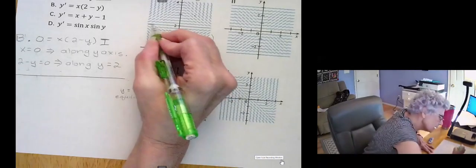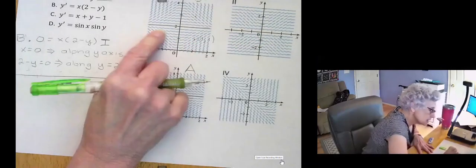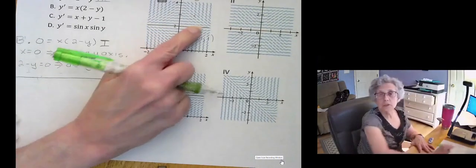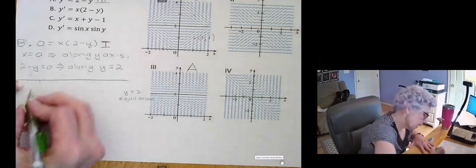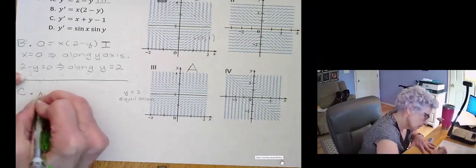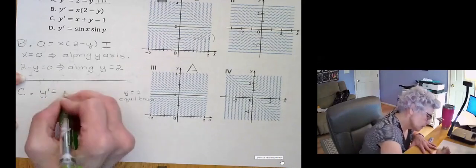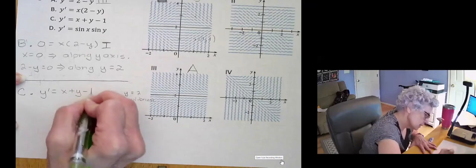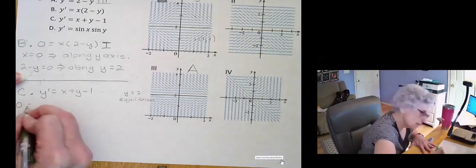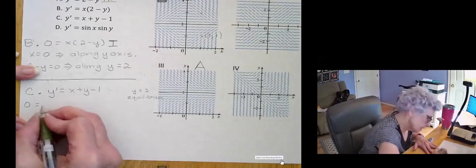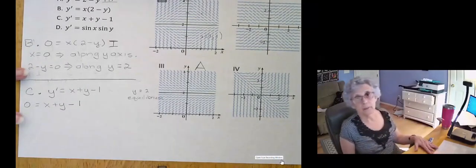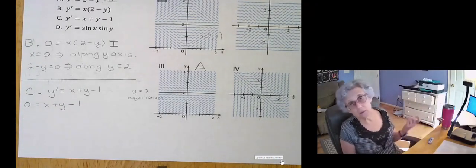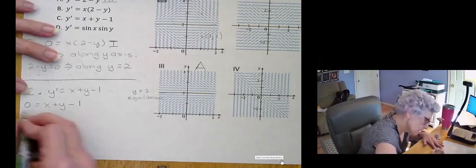At least one reason. And we have an equilibrium solution, but it's not stable because the slopes are pointing away from the equilibrium. Now, let's look at C. Y primed is equal to x plus y minus 1. I want to know where my flat lines are, so in this case 0 equals x plus y minus 1. Well, that's a line.